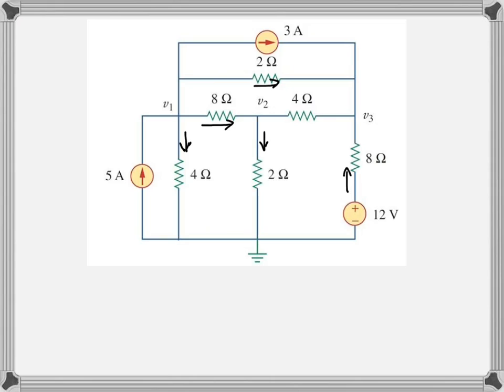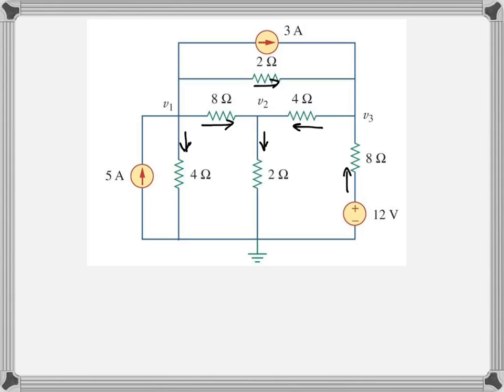8 ohms on the right side, leaving the 12 volts positive terminal, so it's going upwards. And the last current is the 4 ohm resistor, it is to the left. So for most of the currents it's obvious, so we already know their direction, but sometimes it's not very clear. For example, the direction of the current between node V1 and V2 is probably not 100% sure.